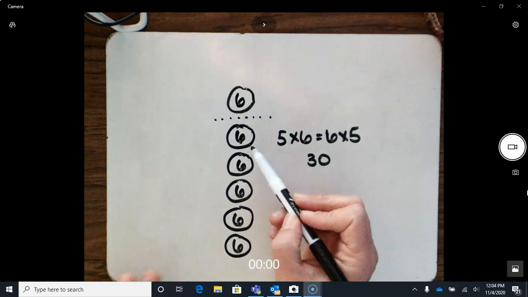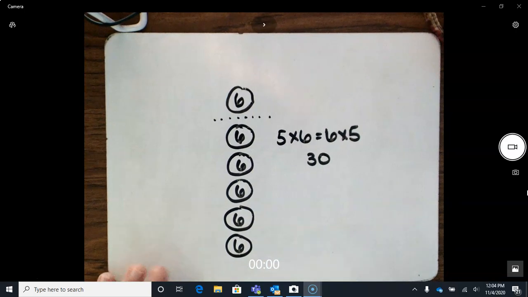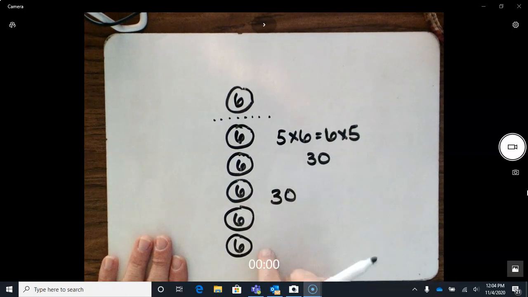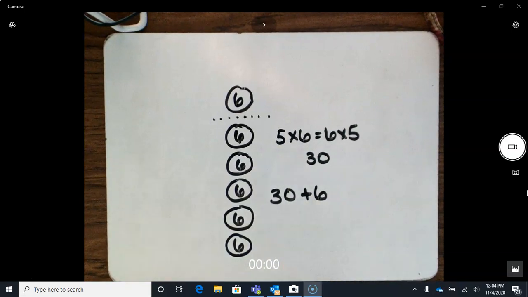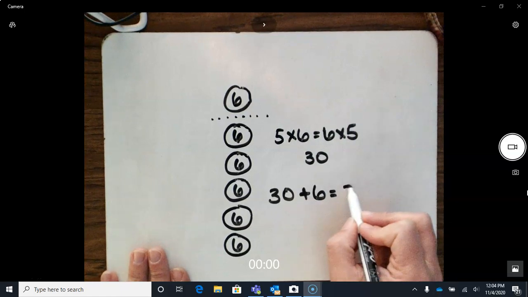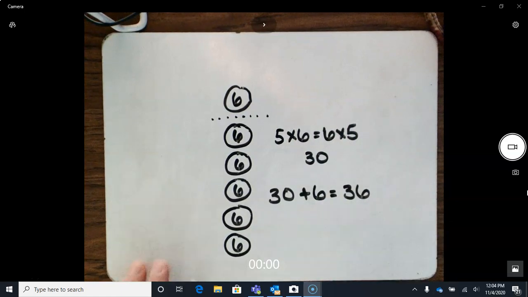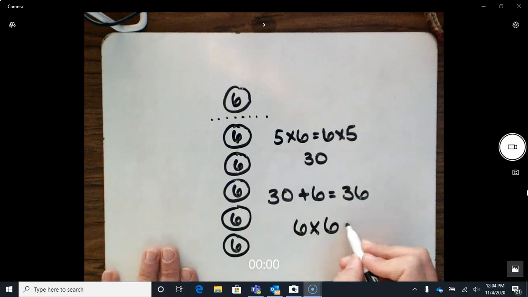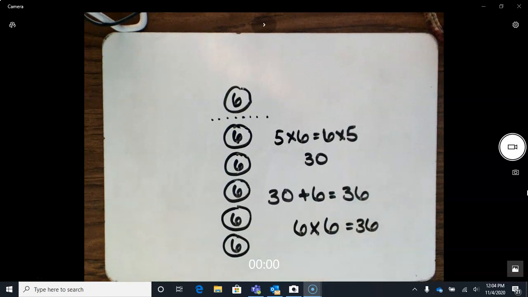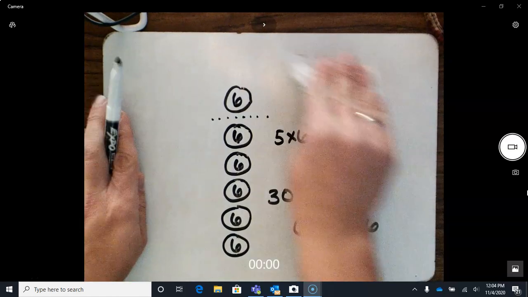So again, we already know that 5 times 6 is 30. Write the addition problem, and that would now represent our 6 groups of 6. Yes, we would take our 5 groups of 6 and add one more set of 6 to it. Yep, and when we add that, we get 36. Good job. So that tells us that 6 times 6, or 6 groups of 6, equals 36. Great job.